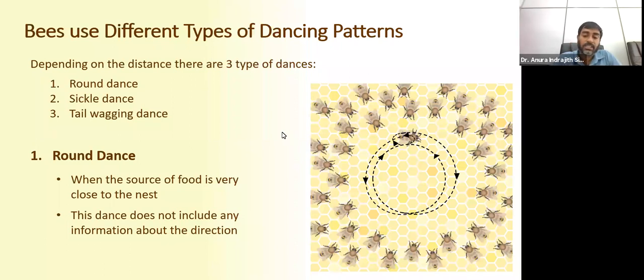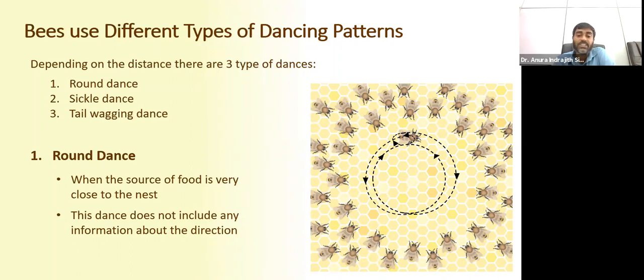Now this round dance is the first thing, a very simple one. If the food resource is very close to their hive, right, maybe within 1 or 2 meters periphery of their nest, then they will do this sort of dance.